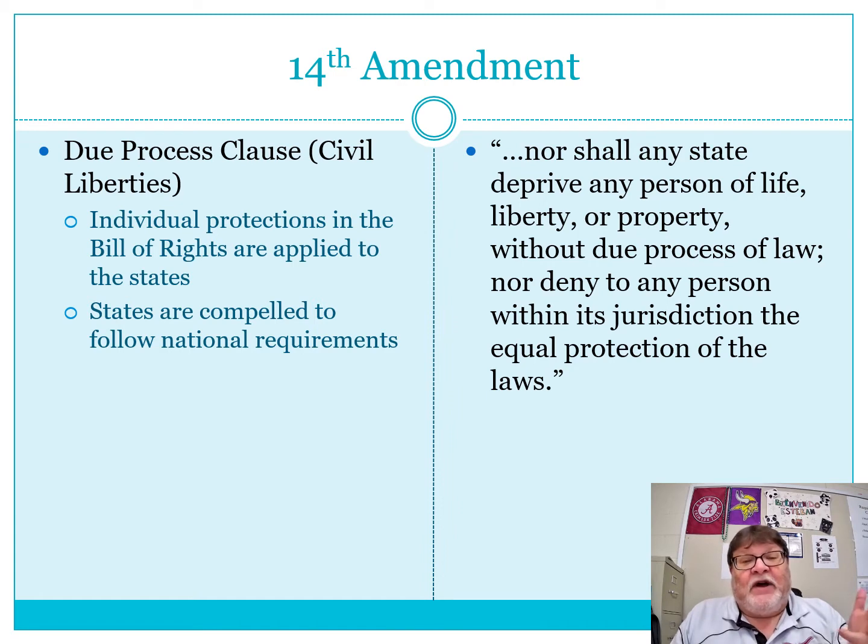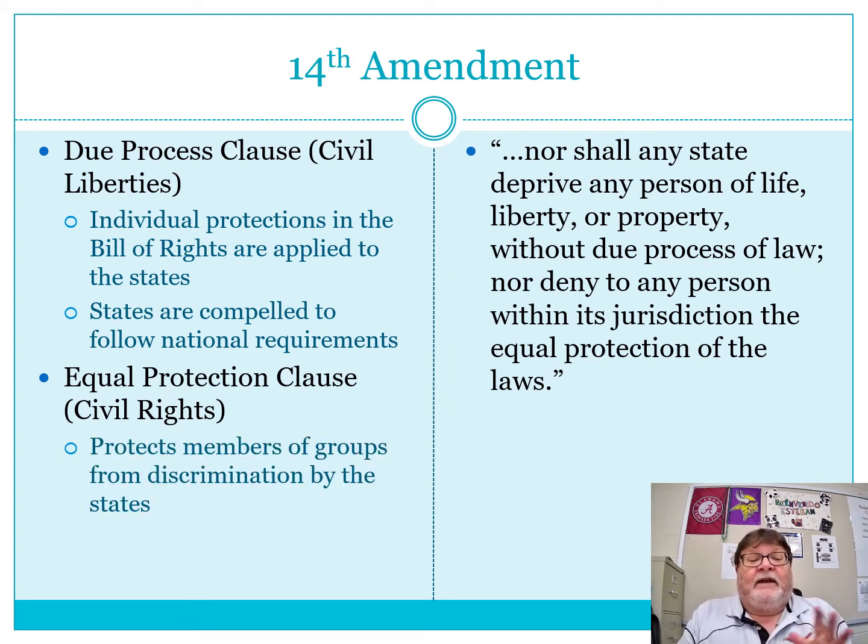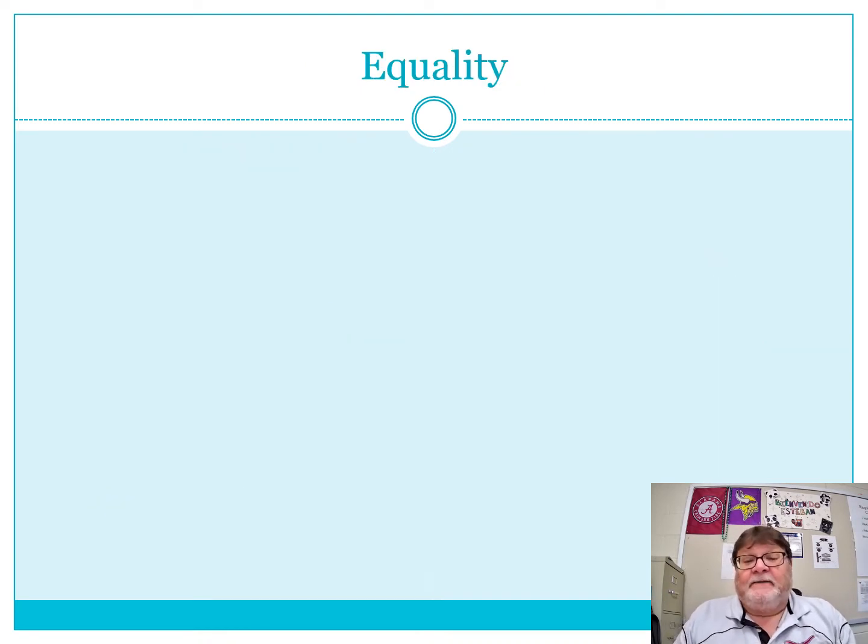Well, now we have it as different, and you have to know that they are different. The civil rights portion uses the Equal Protection Clause, that second clause over on the right: nor deny to any person within its jurisdiction the equal protection of the laws. So it protects members of groups from discrimination by the states or sometimes by individuals. So that's the difference, right? The top one is civil liberties, 14th Amendment due process. This is civil rights, 14th Amendment equal protection. You have to know that that's the difference and what that difference is. That's a must, absolute must.